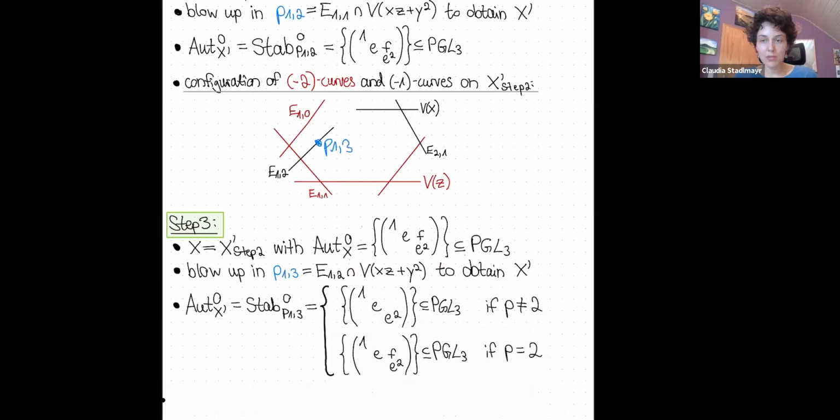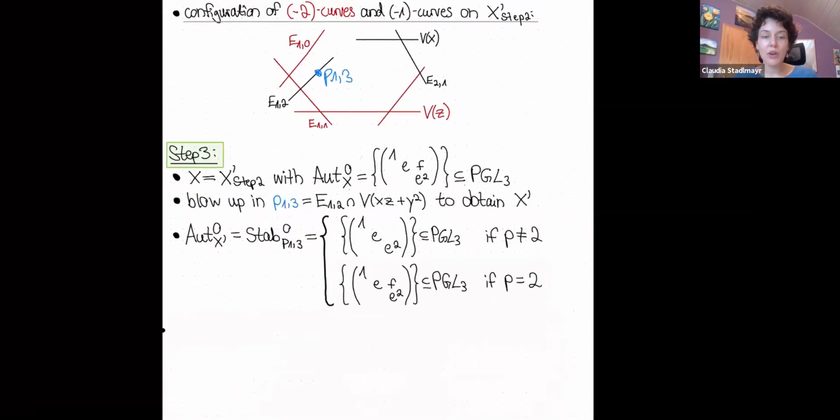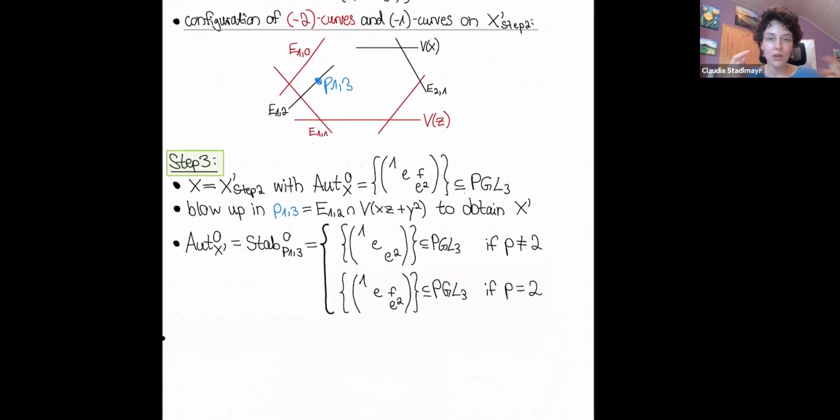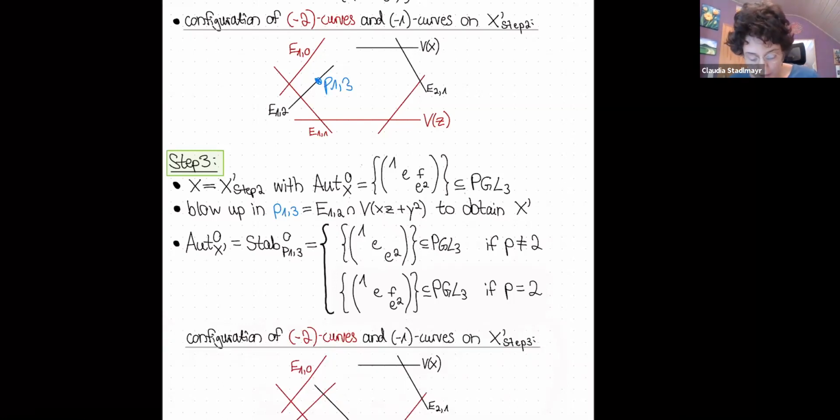I won't tell you the precise computation, but if you use a pencil of cubic curves to compute the action of Aut X0 on our latest exceptional divisor E12, one can see that our point P13 is fixed by Aut X0 if the characteristic is 2. And if the characteristic is not equal to 2, we need the condition that f has to be 0 for P13 to be preserved or fixed. And as always, I give you the configuration of curves in this case, which is the following.